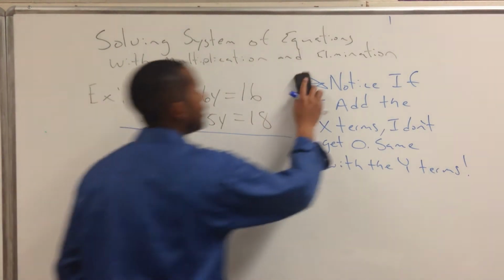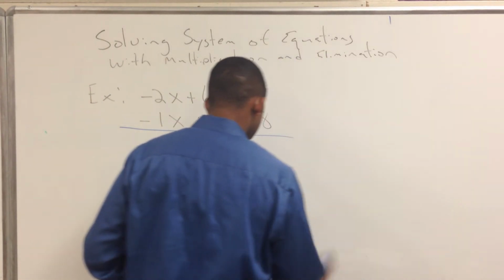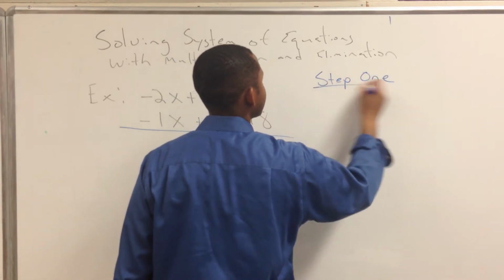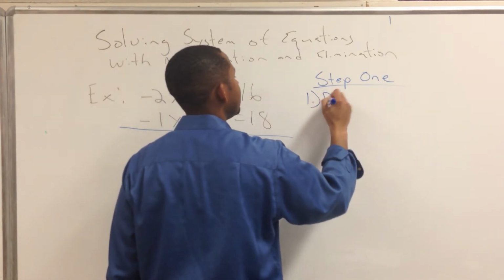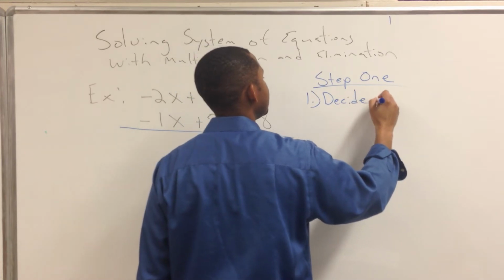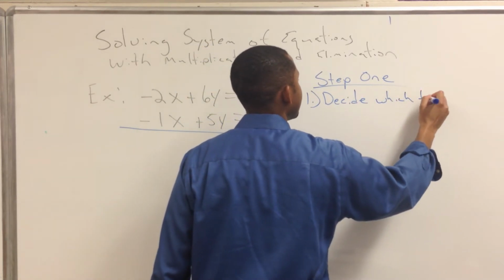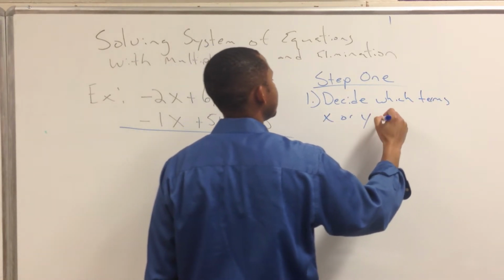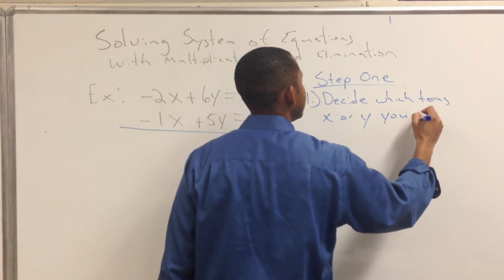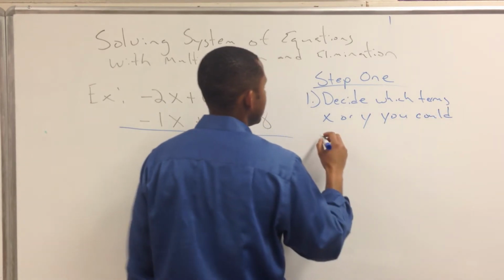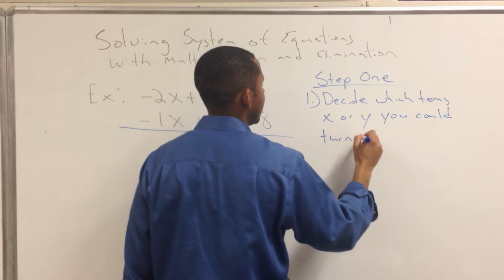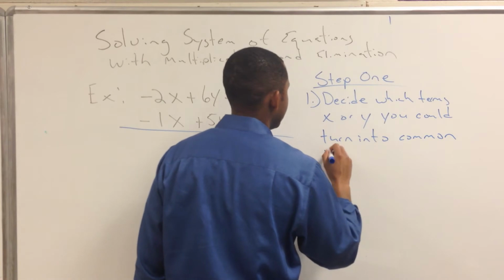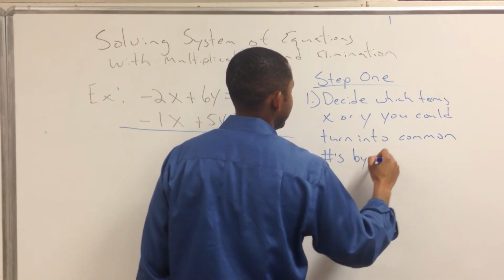And for my next step, I'm going to say, so step 1 will be decide which terms, x or y, you could turn into common numbers by multiplying.